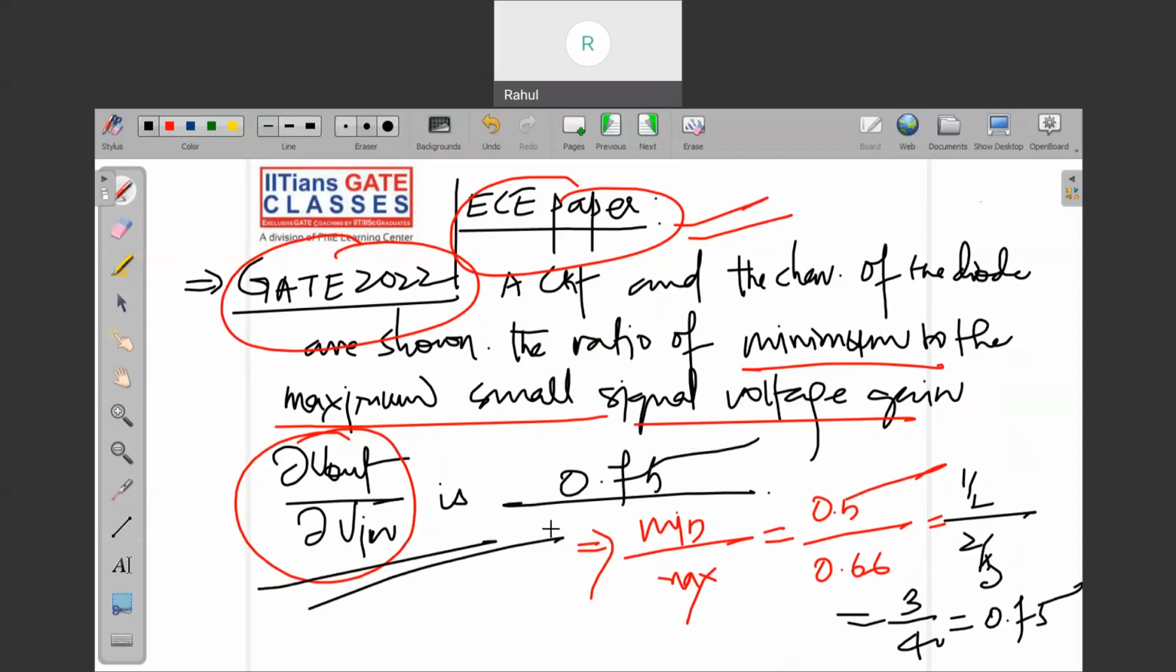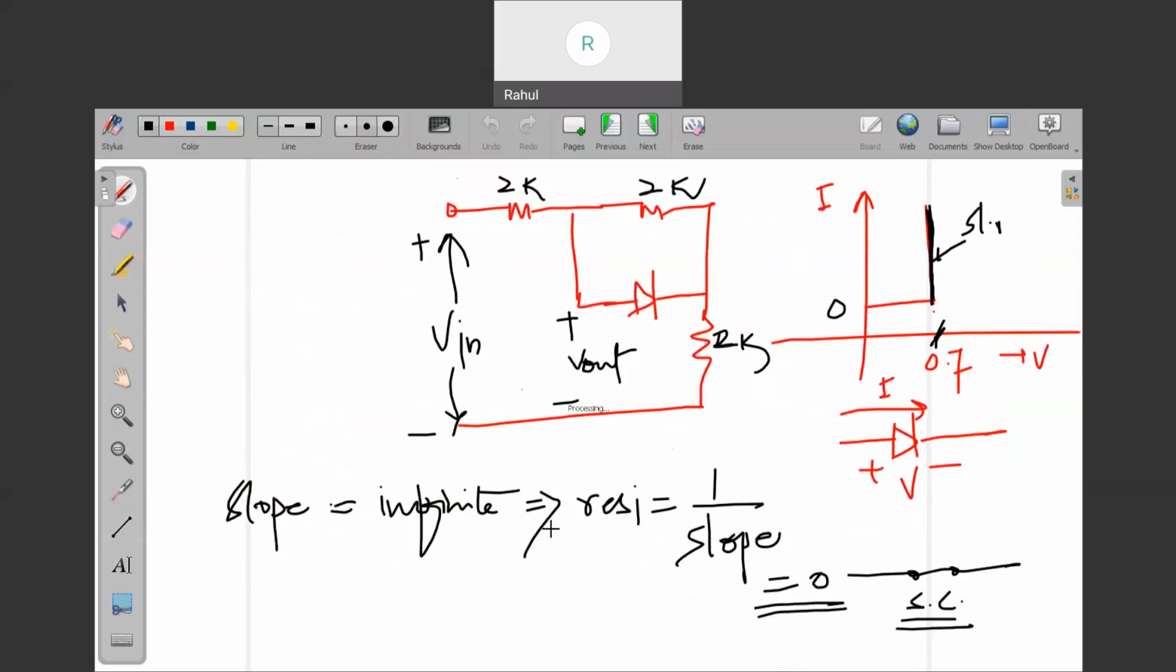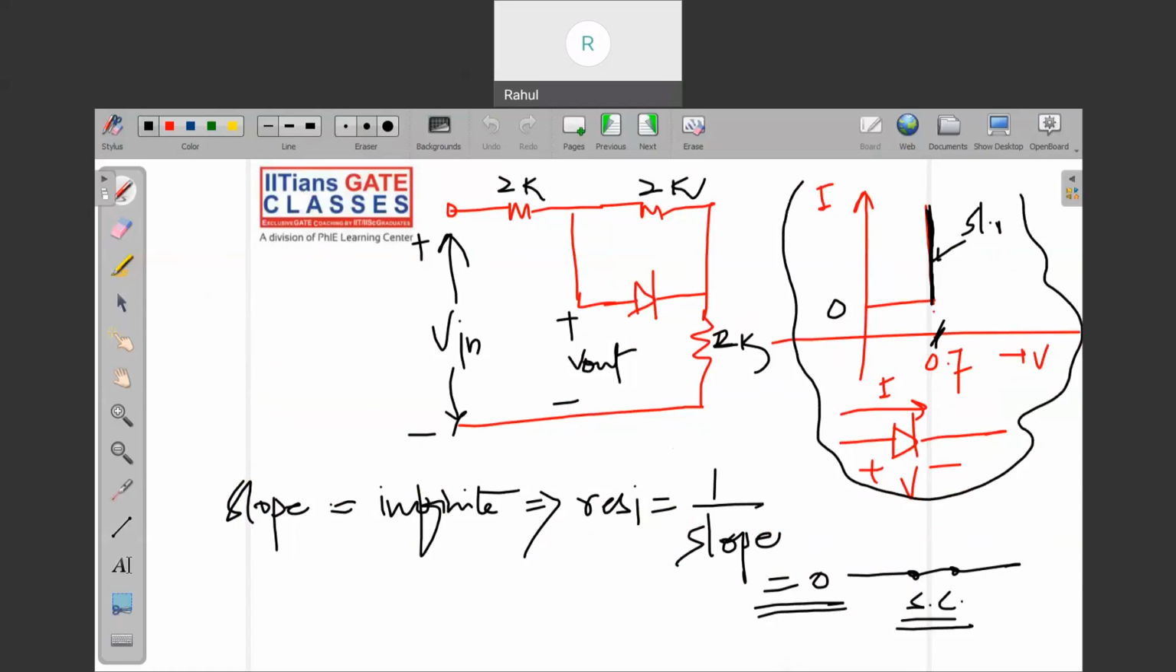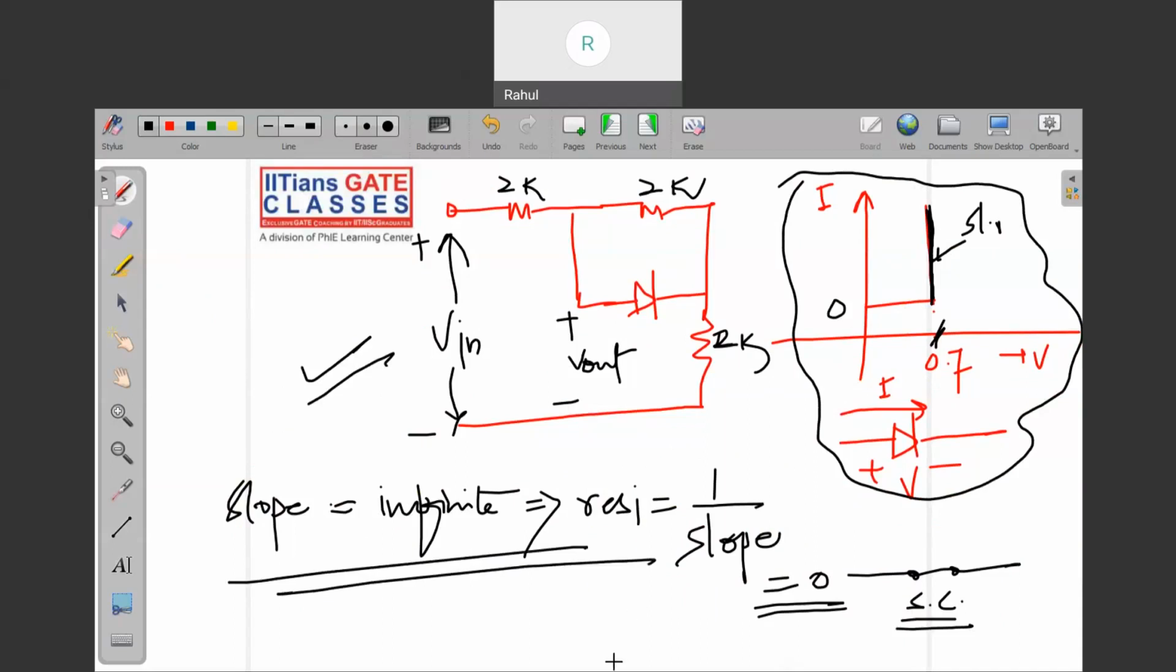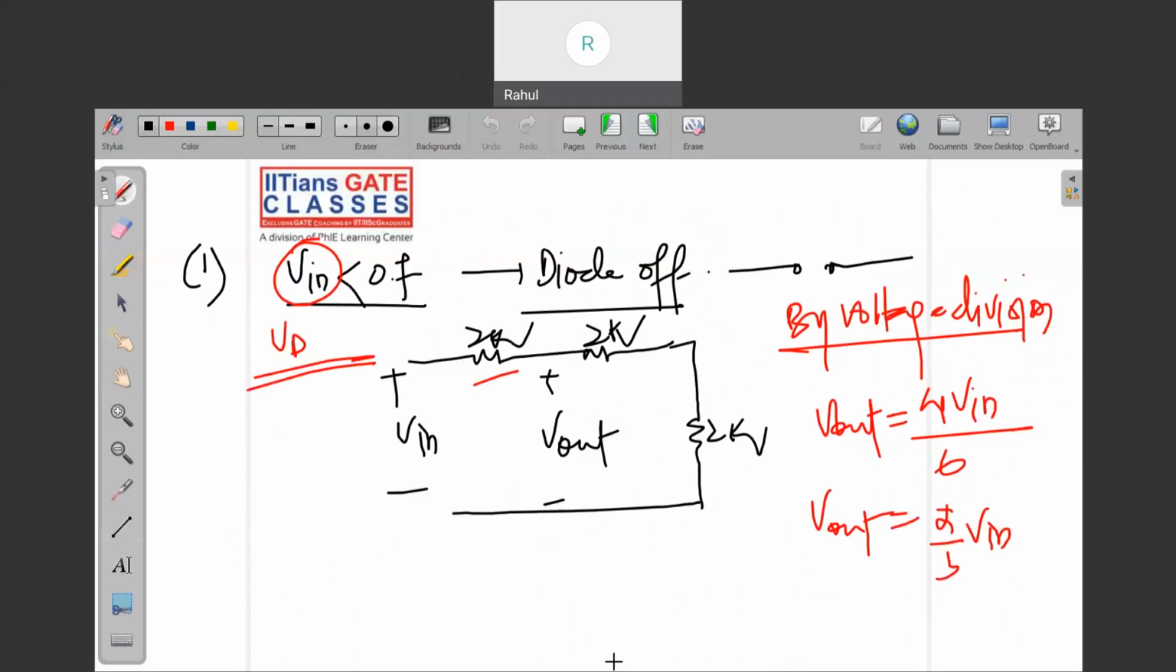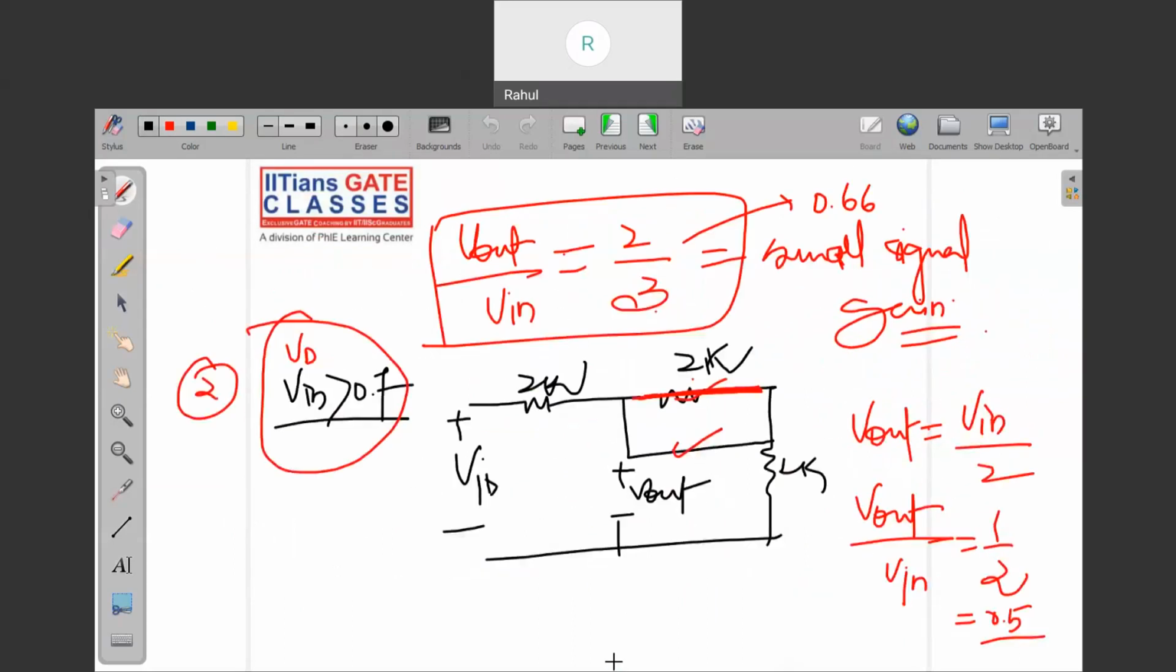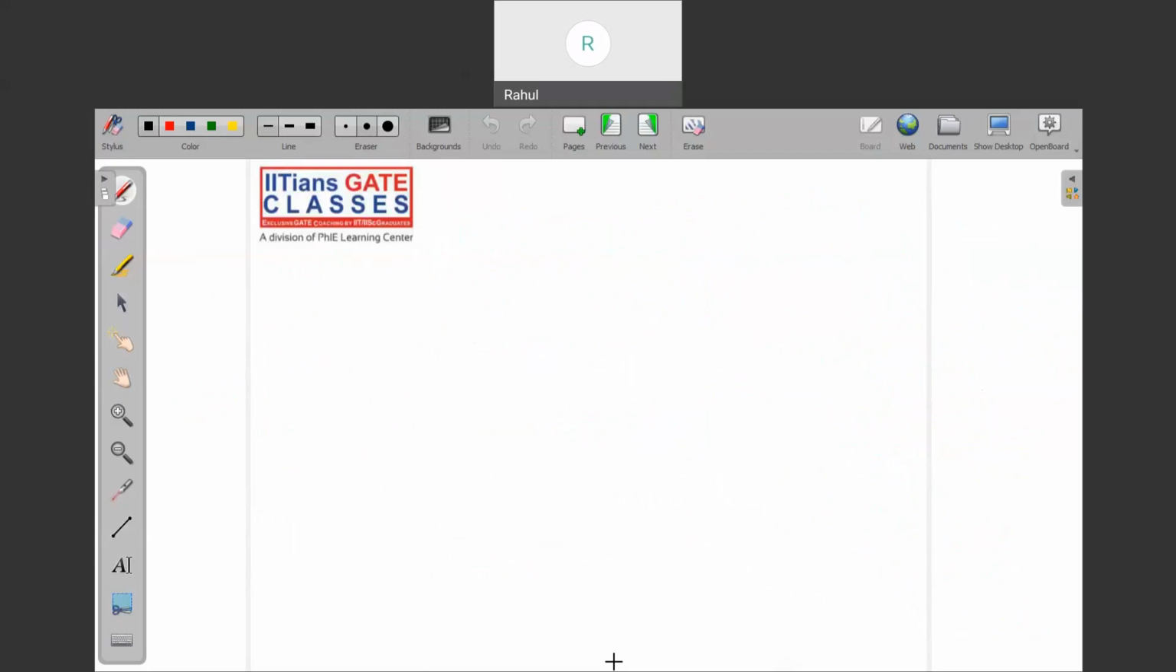So this is how we can solve the question, right? See, there was no formula and all, only the IV characteristic is given. And with the help of these slopes, we have already discussed how you can find the resistance from the slope. Everything can be computed, right? So the V max is 2 by 3 and the V min is the minimum small signal voltage you can consider, 0.5, and you can get the answer.